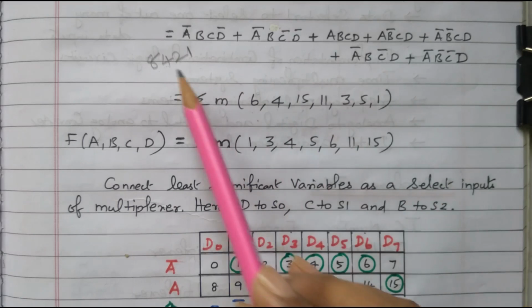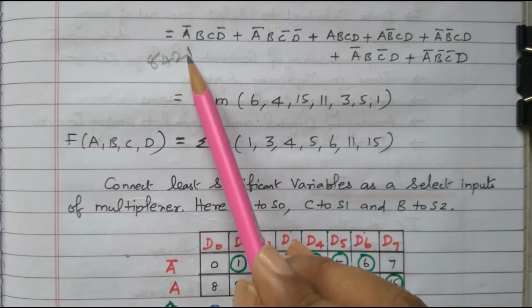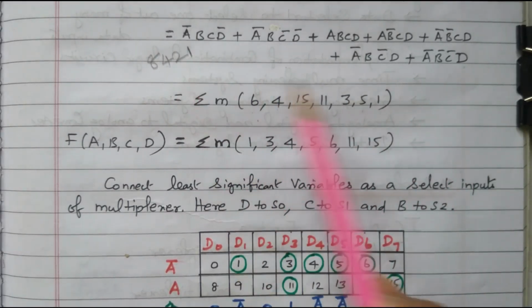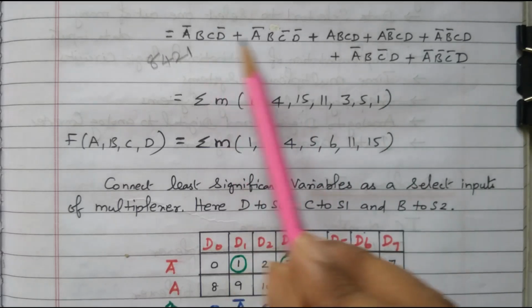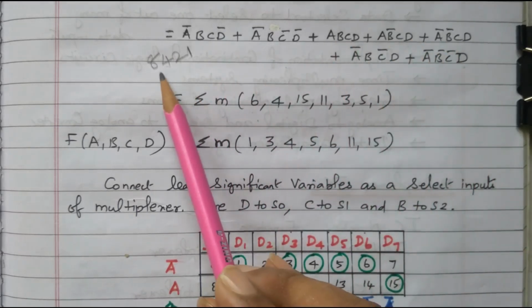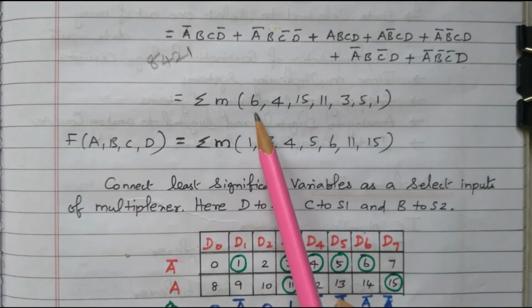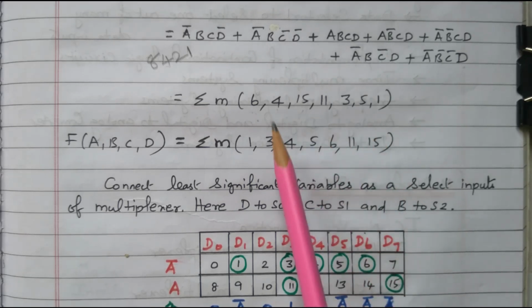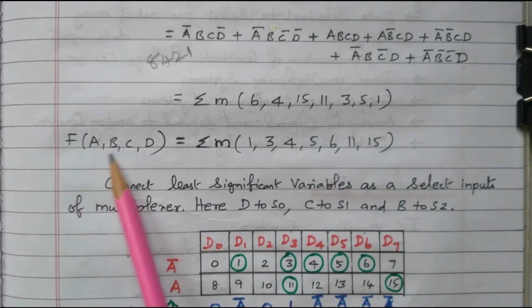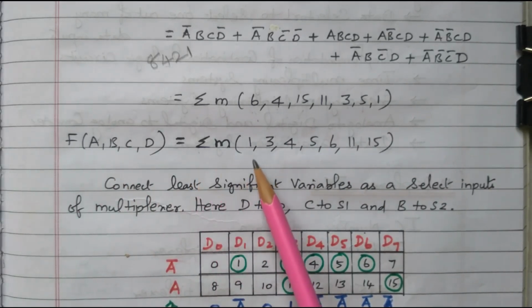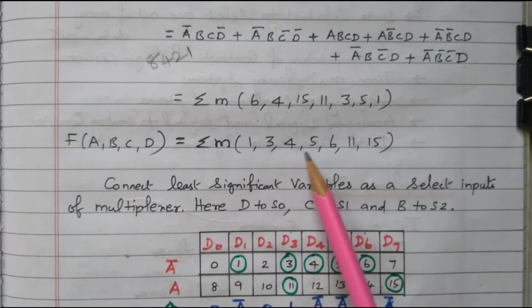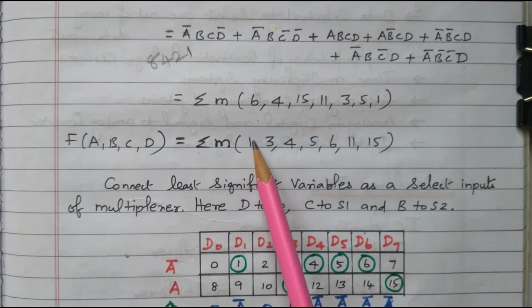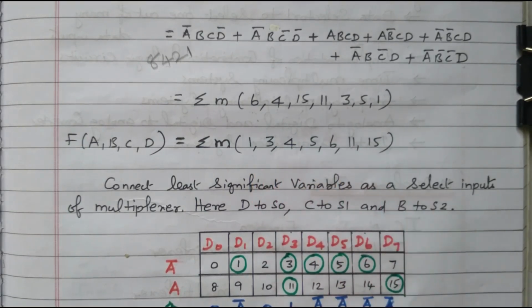Then 0 1 0 1, right? Second and fourth terms are 1. Second term is 4, last term is 1. So 4 plus 1 is 5. Then 0 0 0 1, only the last term is 1. So we can find the min term value by using the weightage 8 4 2 1. So these are 6, 4, 15, 11, 3, 5 and 1. Now it is written in order. Given Boolean function f of a b c d equals sum of min terms 1, 3, 4, 5, 6, 11, 15. There are 7 terms available.